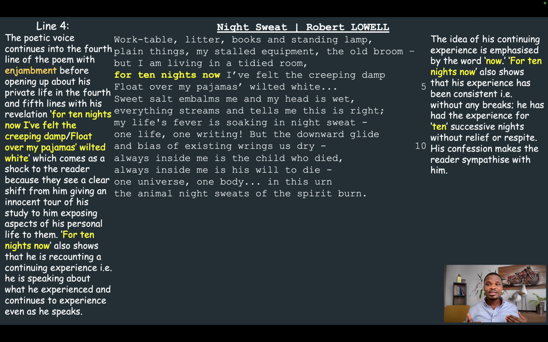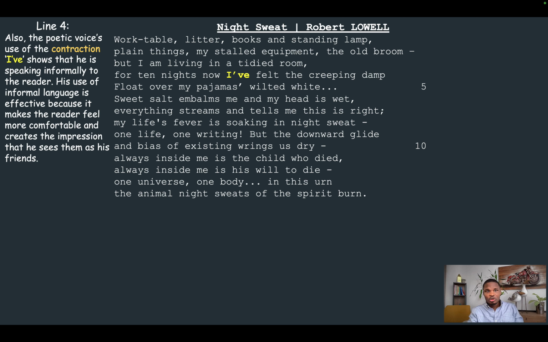Now also, the poetic voice's use of the contraction "I've." So it doesn't say "I have," it says "I've." This shows that he's speaking informally, right? And the use of informal language is effective because it makes the reader feel more comfortable. So we are not speaking in a formal sense with somebody we don't know. It's like someone who we've met and then just reveals aspects of his life to us as the readers, right? And then this creates the impression that he sees the readers as his friends.